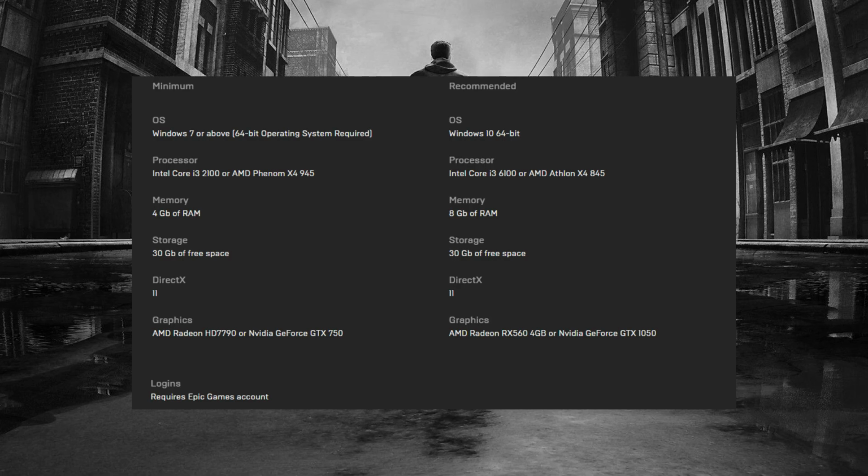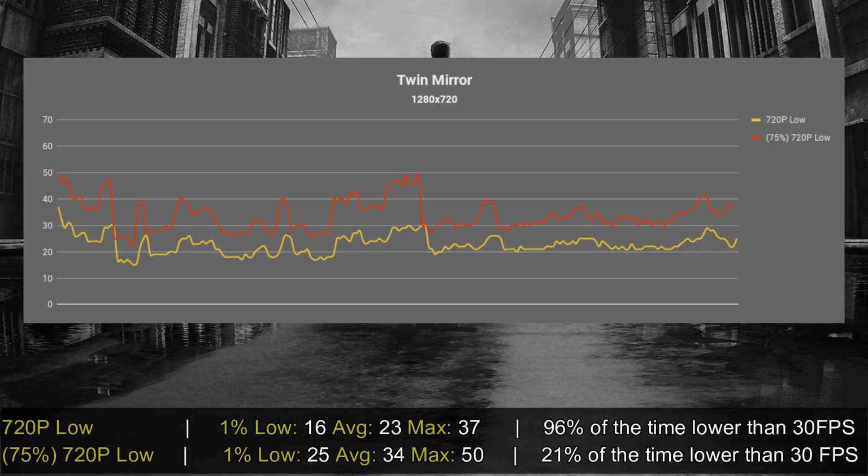Anyway, these are the requirements of the game, and you can clearly see that we are below the minimums, since the game asks for a minimum of a GTX 750, and we have a GT740M. At 720p low settings, without using any trick, what I got was a super experience, with 96% of the time being lower than 30 frames per second. The game just ranged between 15 and around 30 frames per second, so it was an uneven experience.